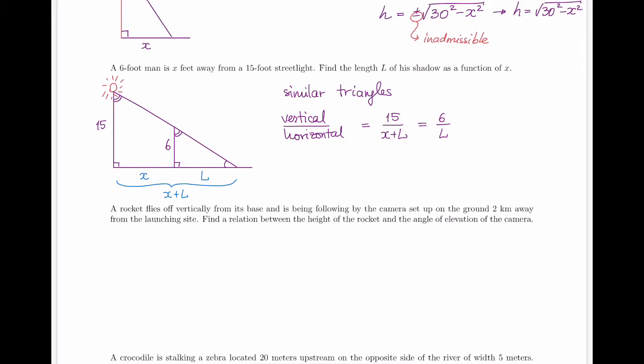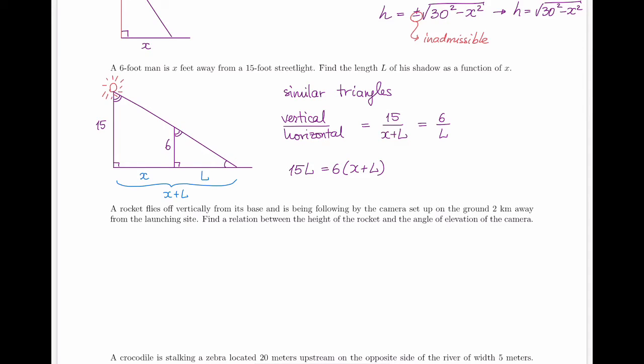Excellent. So now I have this relationship that ties together x and L. I'm asked to find the length L as a function of x, so that just means that I'm going to have to rewrite this to have the form L equals something. Okay, now these are two fractions. I can cross multiply to get rid of denominators, so I'm going to get 15L equals 6 times (x plus L).